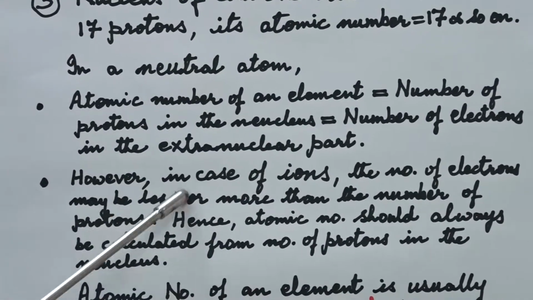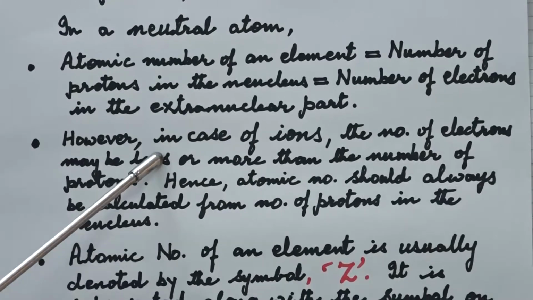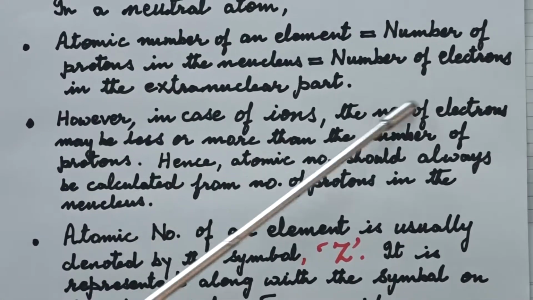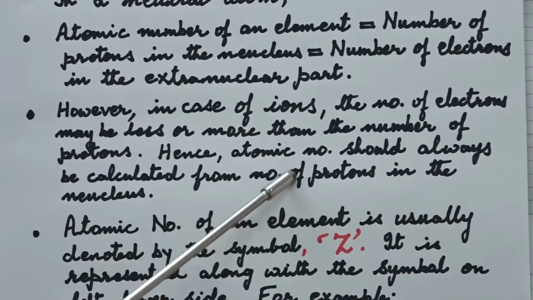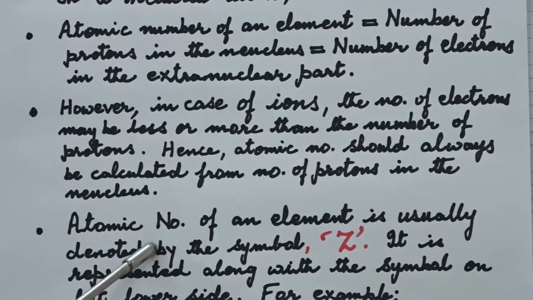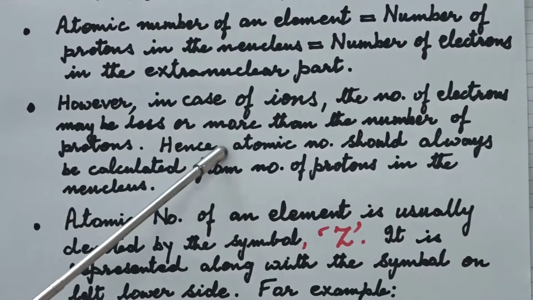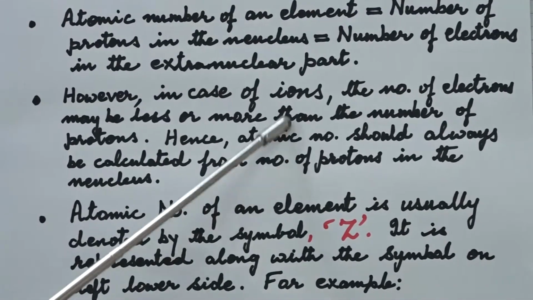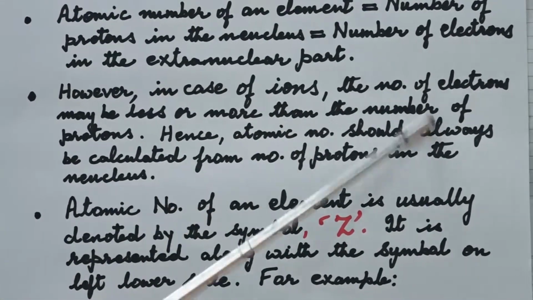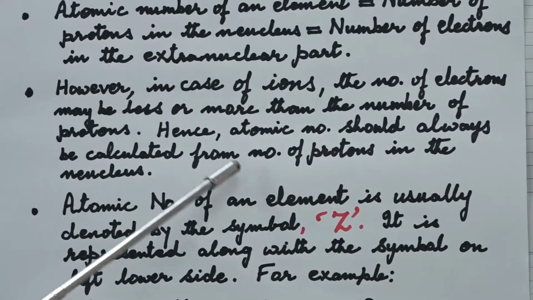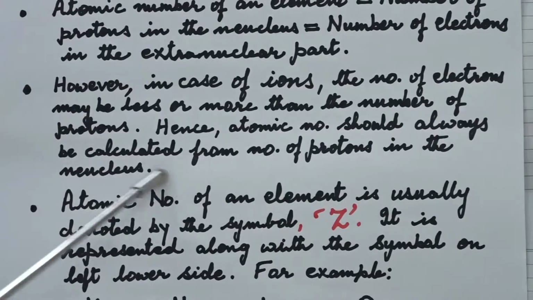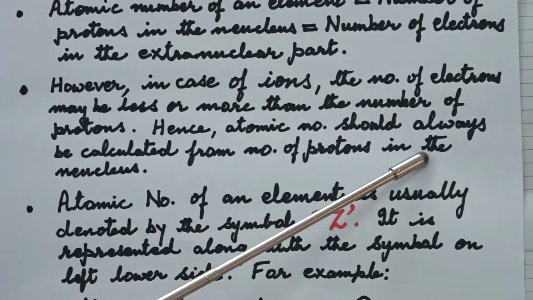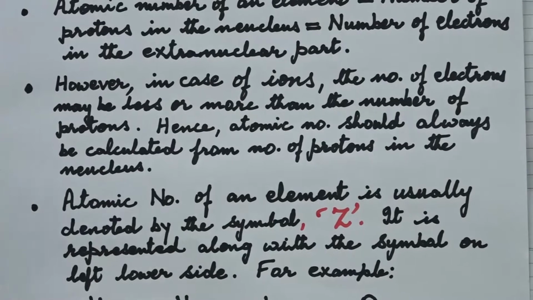It is important to remember that the number of electrons is equal to the number of protons only in the neutral atom. In case of ions, the number of electrons may be less or more than the number of protons. Therefore, atomic number should always be calculated from the number of protons in the nucleus.